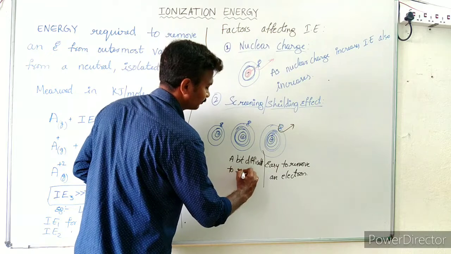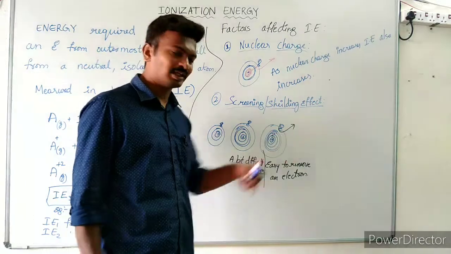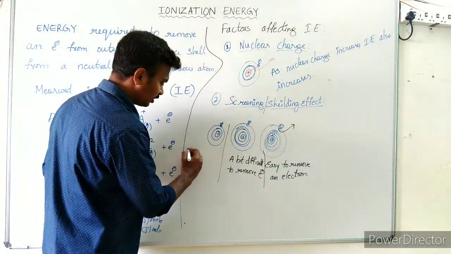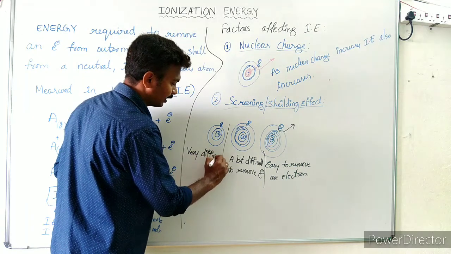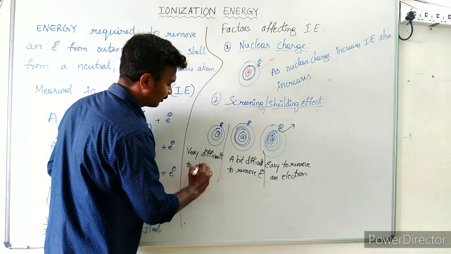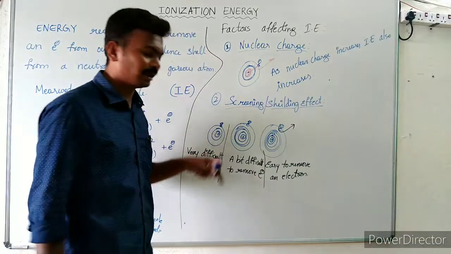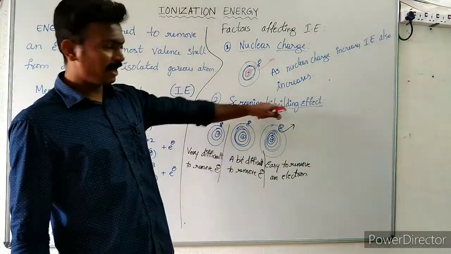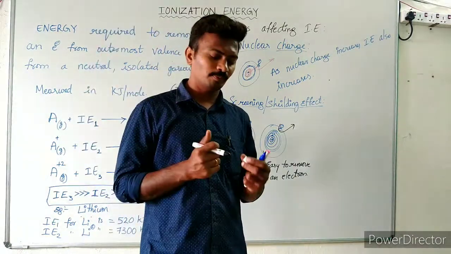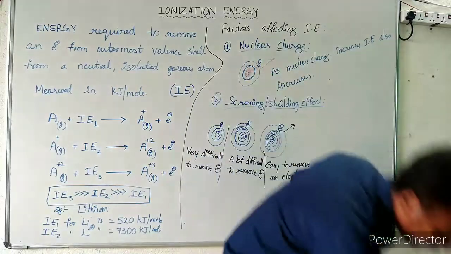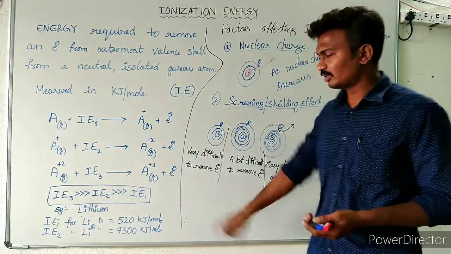To remove an electron, that means what electron? Valence electron. And in this case it is very difficult to remove an electron, valence electron from the atom. So as the shielding effect increases, or as the screening increases, it becomes easy to remove. Okay, it becomes easy to remove an electron from the species, right?